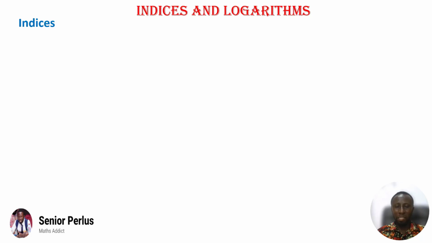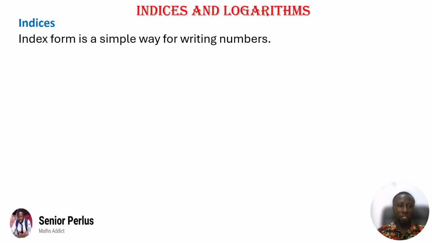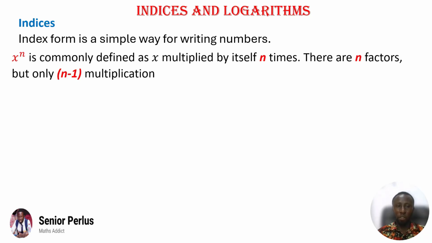In mathematics, indices are applied in many fields, such as computer science, engineering, and so on. If we have a larger number, we can put this larger number into a short form, that is, the index form. So that defines the indices. Index form is a simple way of writing numbers. So we have 1,900 and something; we can put this into the index form.